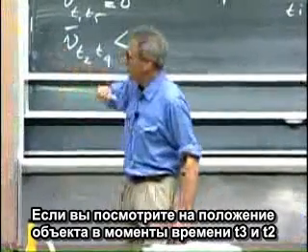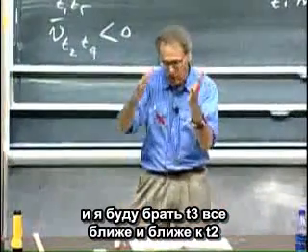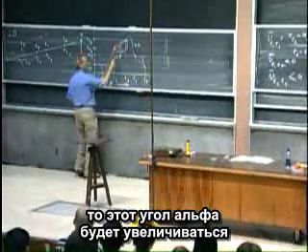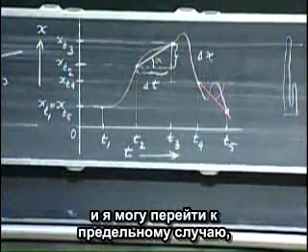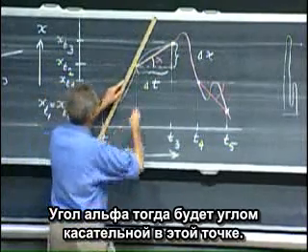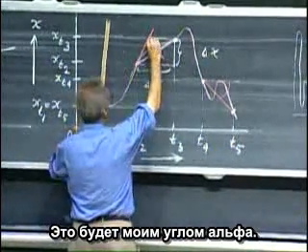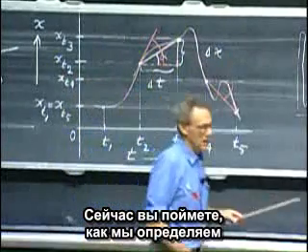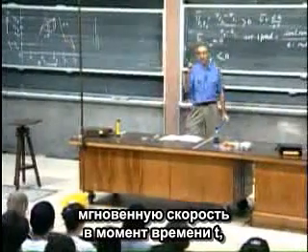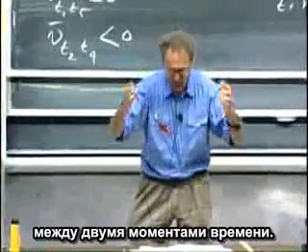If you look at the location t3 and t2, and I bring t3 closer and closer to t2, then this angle of alpha will increase. And I can go to the extreme that I bring t3 almost right at t2. The angle of alpha will then be tangential to this point. This will then be my angle of alpha. And now you will understand how we define the instantaneous velocity at time t, which is different from an average velocity between two time intervals.